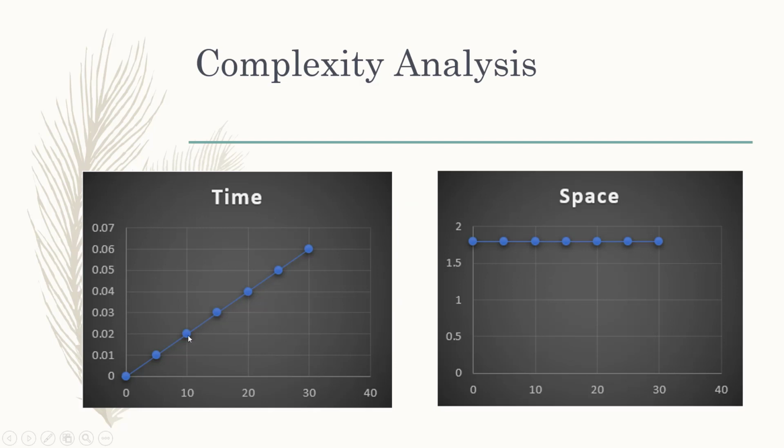Here is the graph to show it better. As the input, the number of elements in an array, increases, the time will increase that much. For example, if we have 10 elements in an array and the time it takes is 0.02, then if we give it 20 elements, the time will be 0.04. It will increase linearly. And for the space, it will always remain the same. For example, if the memory taken is 1.8 megabytes, then if we increase the number of elements in an array, the space will still be the same, constant.